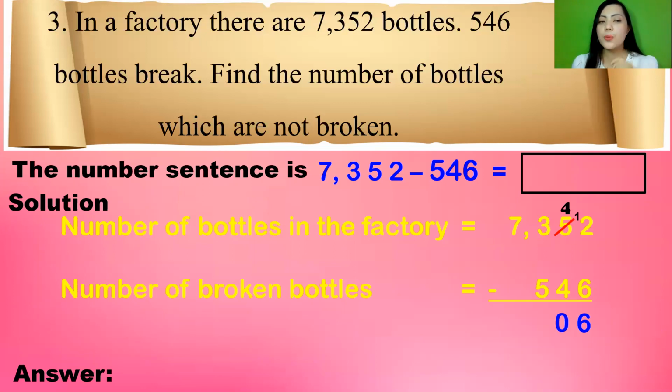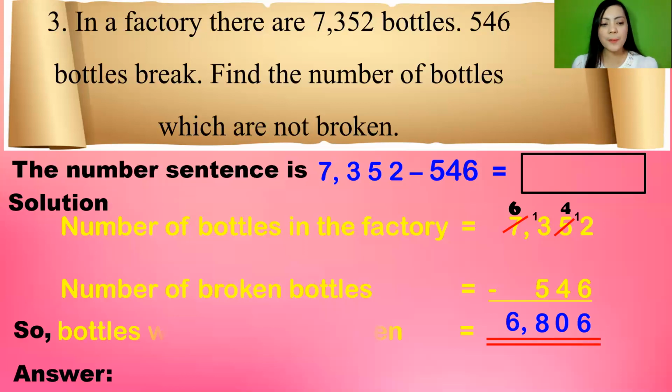Okay? Now let's proceed to the hundreds place. 3 minus 5. Can you subtract 3 minus 5? No. So what are we going to do? We need to borrow from the thousands place. So borrow 1 from 7. 7 becomes 6. Now we can minus 13 minus 5. 13 minus 5 is equal to 8. And now 6 minus 0, of course, it's 6.